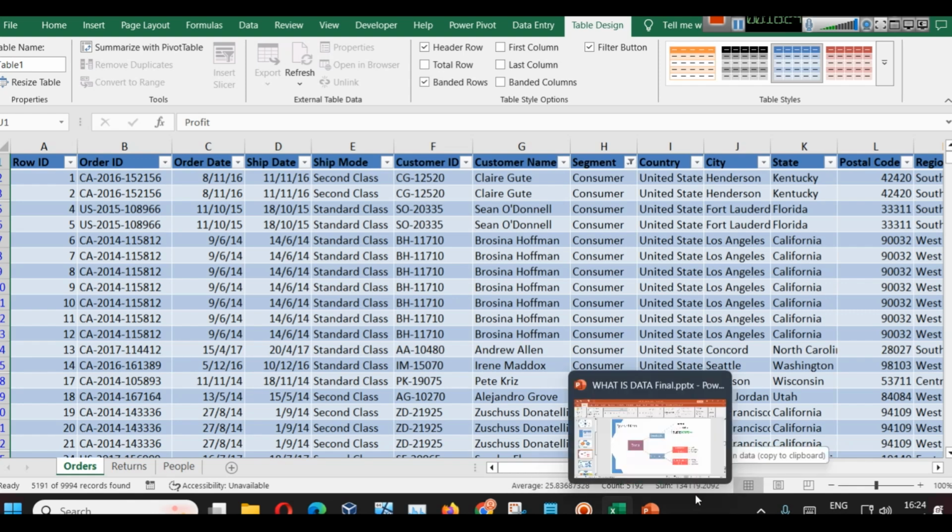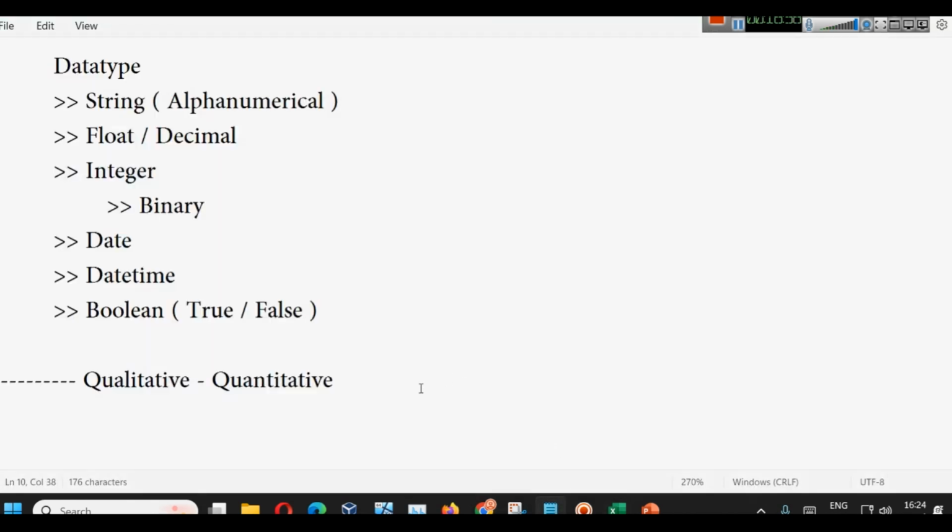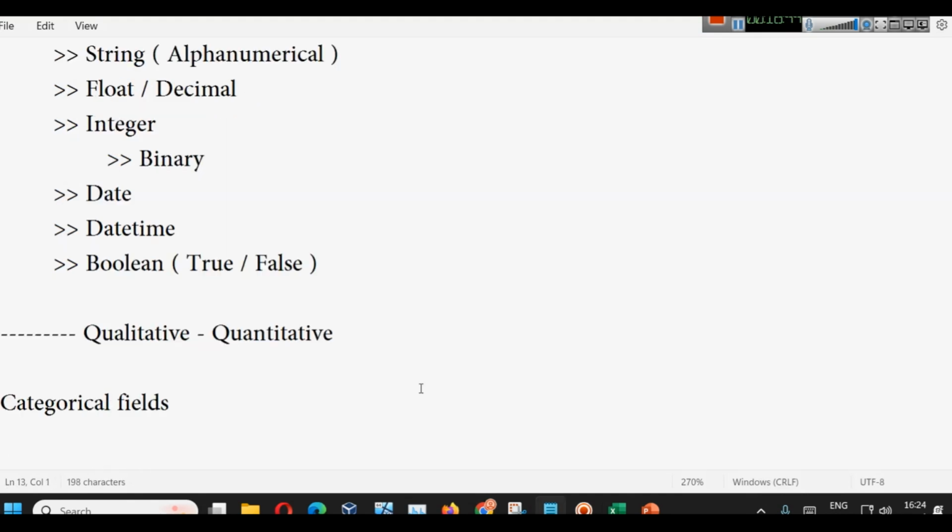So these are all aggregate functions. Okay, we will discuss them. With categorical fields we always deal with aggregate functions. Aggregate functions are what we will study. So with categorical fields we use aggregate functions, right, for analysis.